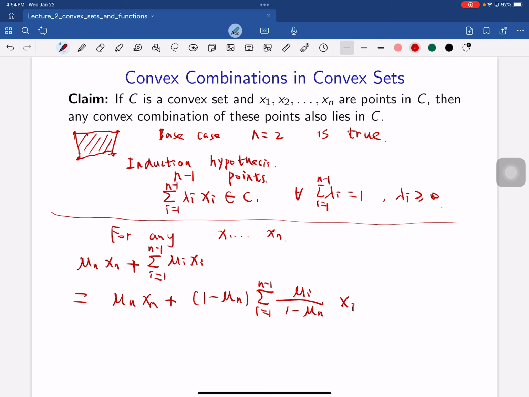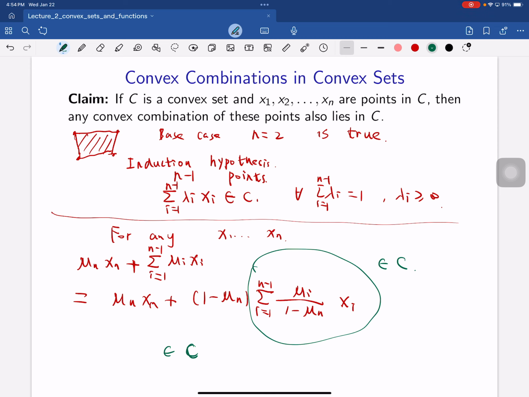So clearly you can see that this part is a convex combination of n minus 1 points, right? Because their coefficients sum up to 1. So, due to the induction hypothesis, this belongs to C, because you can check their coefficients sum to 1 once you scale them by 1 minus mu n. So this is in C, and we know xn is in C, and this is a convex combination of 2 points in C. Therefore, this point is in C. Any questions for this simple proof?